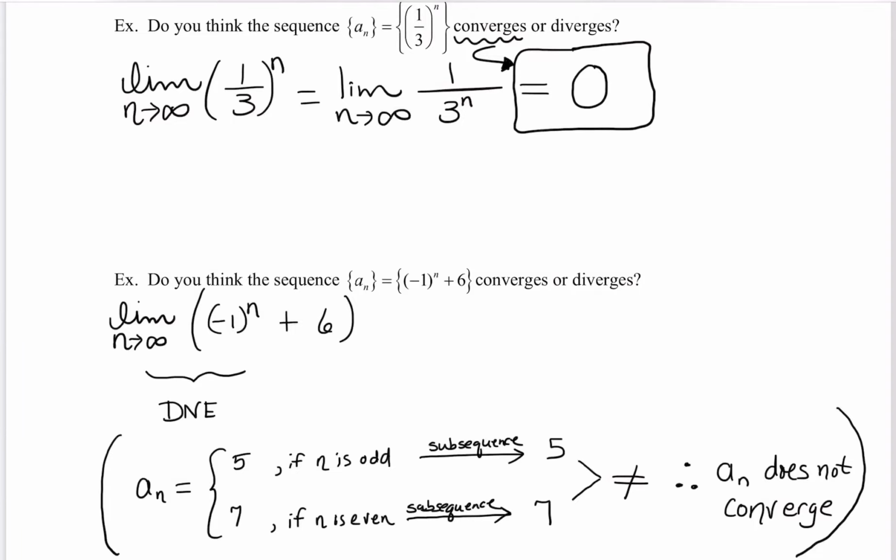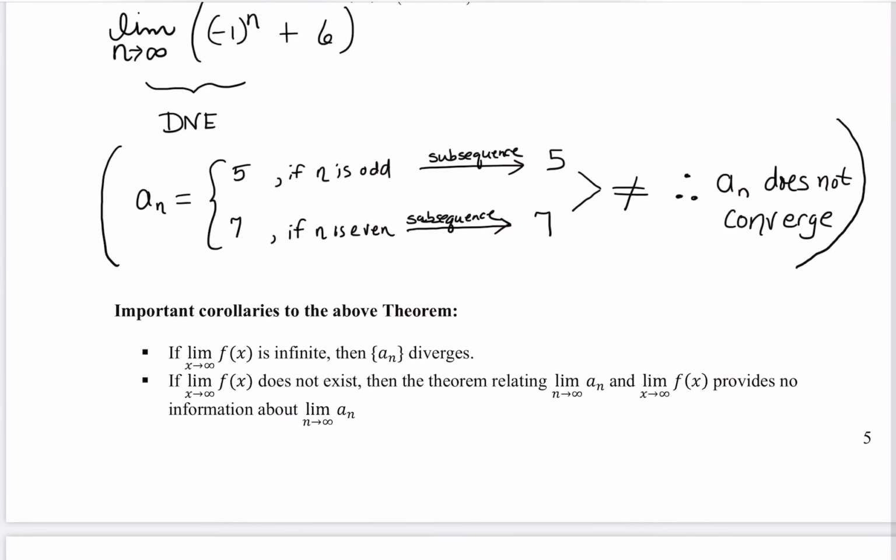So here we have some important corollaries. If the limit is infinite, then the sequence diverges. If we look at the limit and it goes to infinity, then we would say that the sequence diverges.